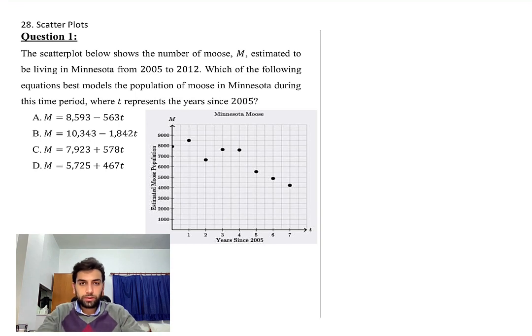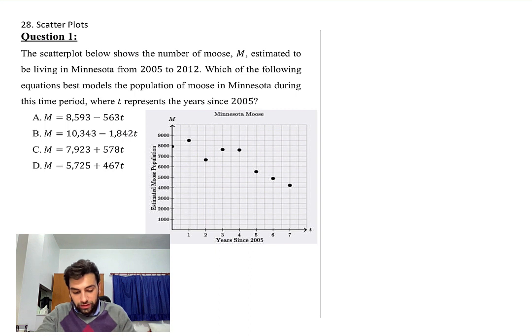Hello students, in this video I will be explaining exercises concerning scatter plots. The scatter plot below shows the number of moose M estimated to be living in Minnesota from 2005 to 2012. Which of the following equations best models the population of moose in Minnesota during this time period, where T represents the years since 2005?